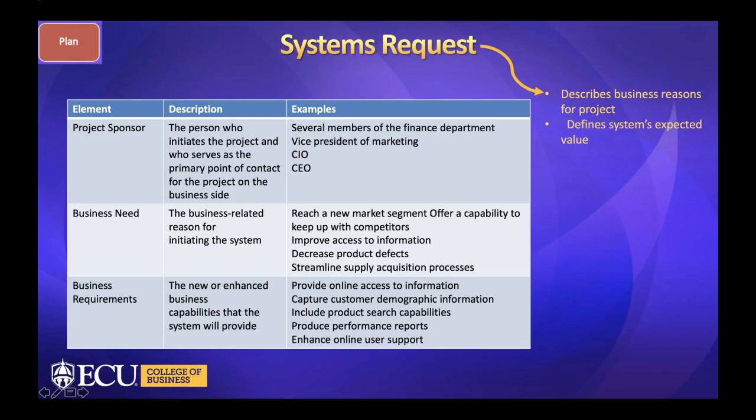We've talked about how important the project sponsor is, and how they have to be higher up in the organization and powerful people. So having a project sponsor identified, describing the exact business need for the information systems, and the business requirements, which is the new and enhanced capabilities that the business will have after the project is completed. Those are the three elements.